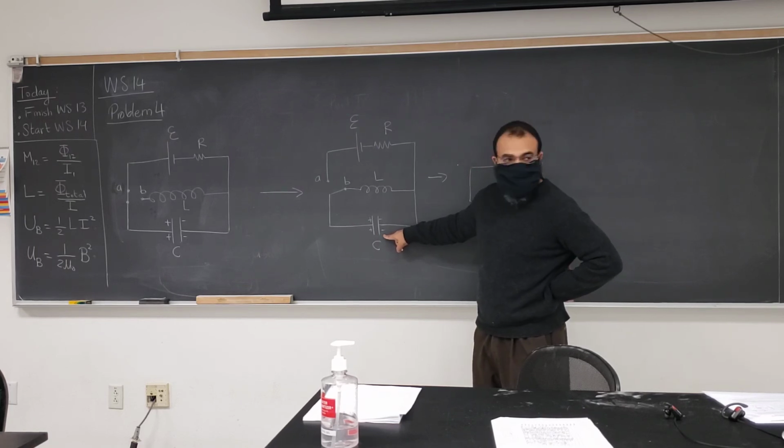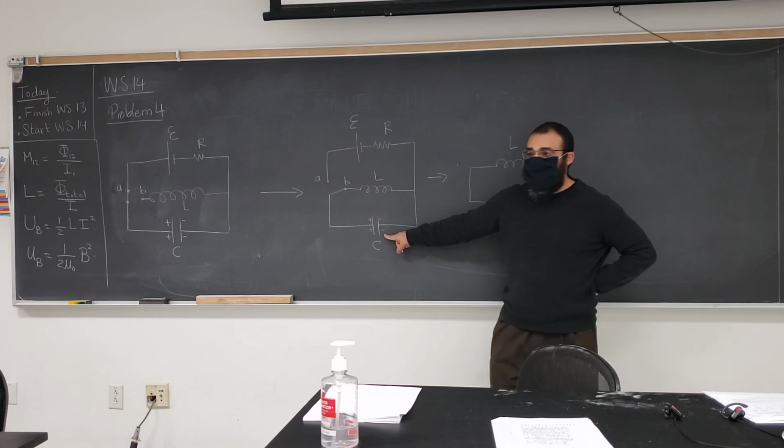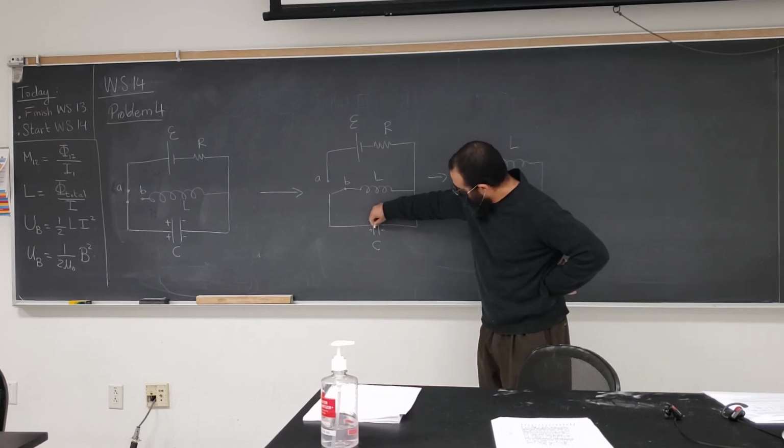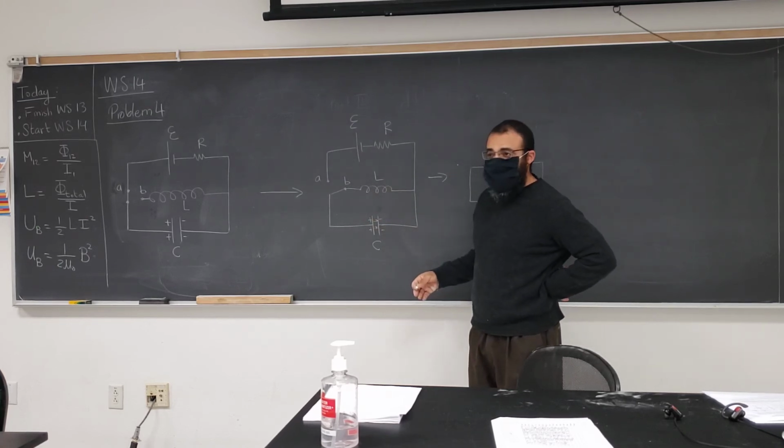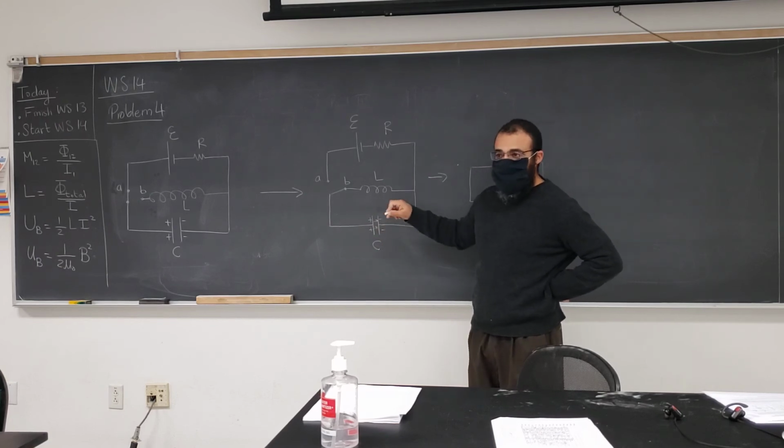How does the electric field come? This way, right? Electric field points this way. Why is there an electric field? Well, because of charges. Remember, the electric field between the plates is sigma over epsilon naught.